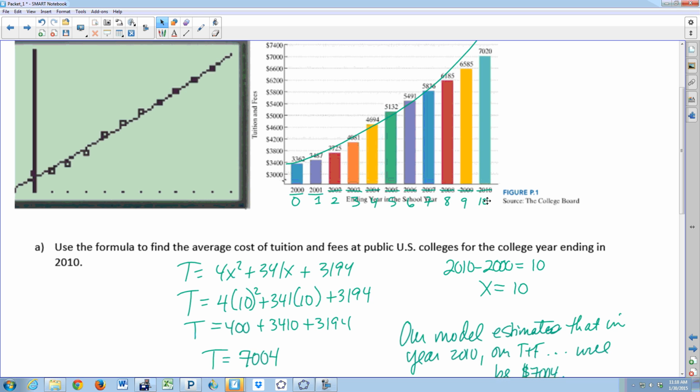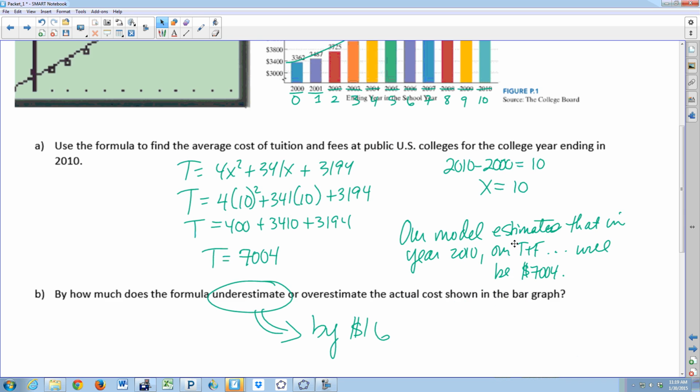It hasn't happened yet. It's not part of my data set, right? My data set only goes from 2000 to 2010. So if I'm working within those years, I'm making an estimate of what we can actually see. If I go outside on either end, I'm making a prediction because I can't actually see it in my bar graph. That's called extrapolation when you go outside of your data set.